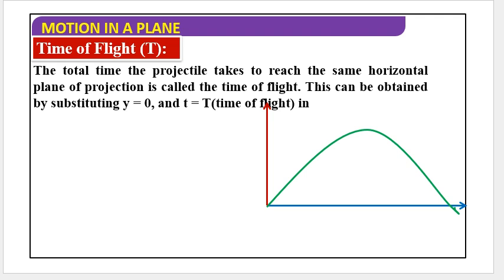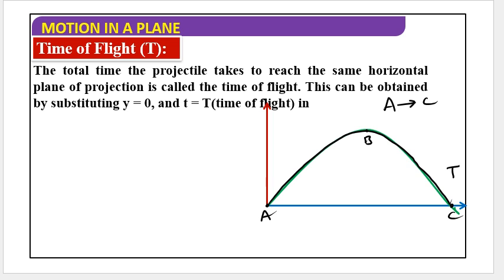Time of flight. Time of flight means the total time the projectile takes to reach the same horizontal plane of projection. See here, this point is A, this is B, and this is C. Here this is the plane of projection, and this is the point of projection. From A to C, how much time does it take? That is the time of flight.